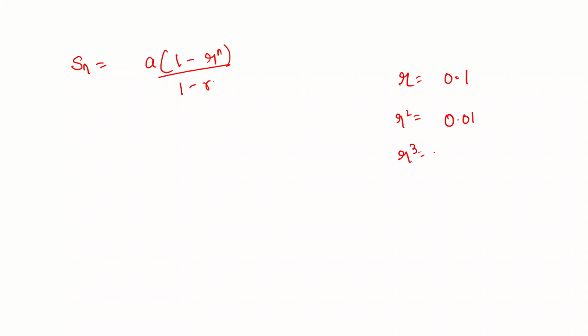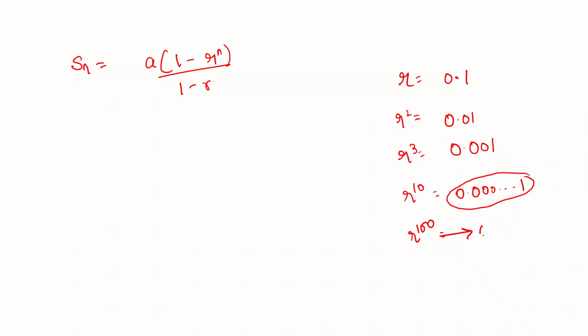What is r cubed? It's 0.001. And in this way, if you find r to the power of 10, you will have 0.000, I guess 9 zeros, and then thereafter 1. So this is a very small quantity, right? Now just think what value it will reach when we increase the powers. Eventually this will reach 0 as the power tends to infinity.